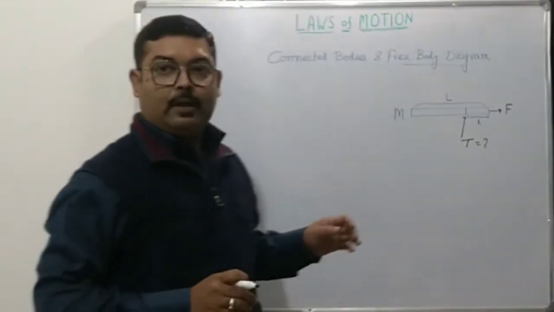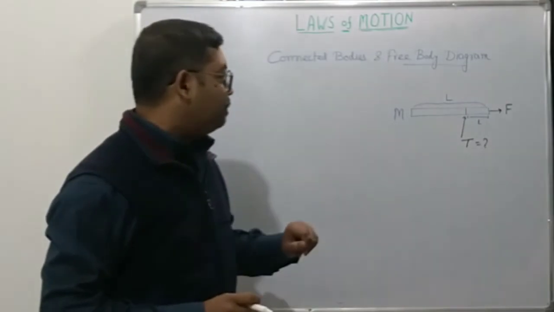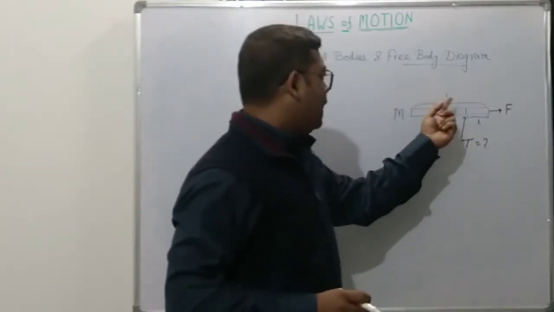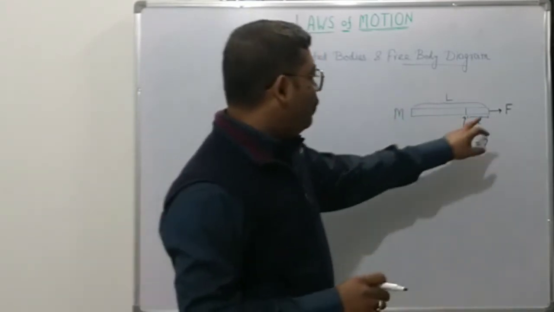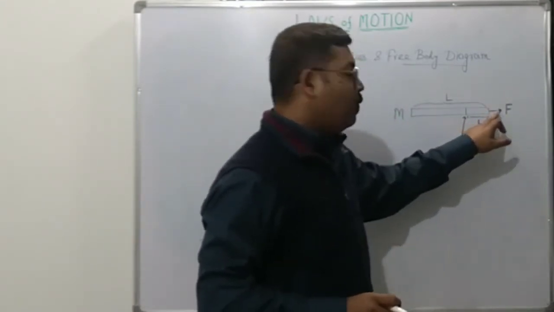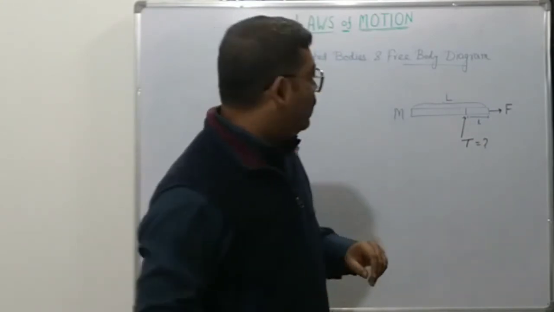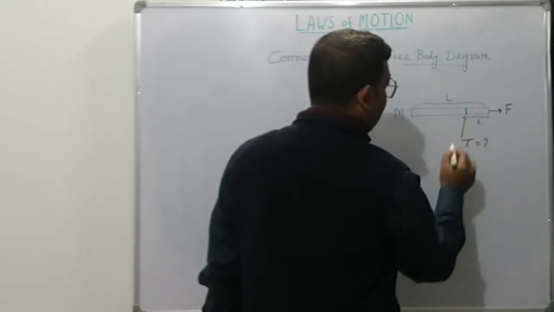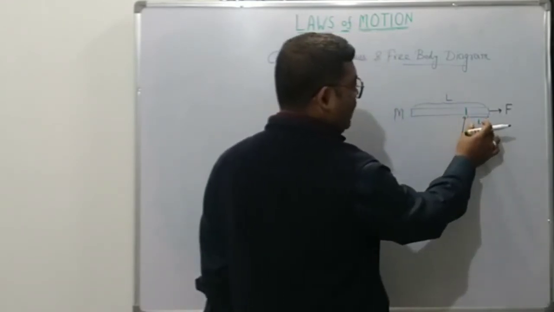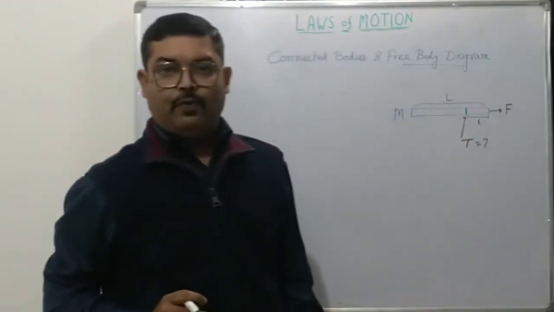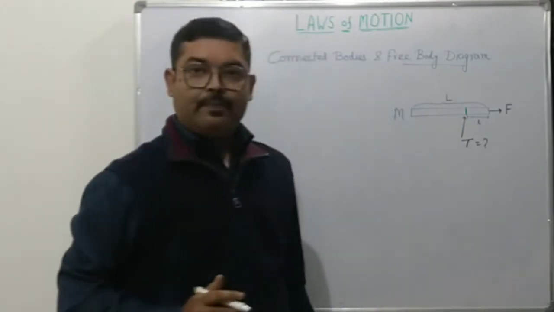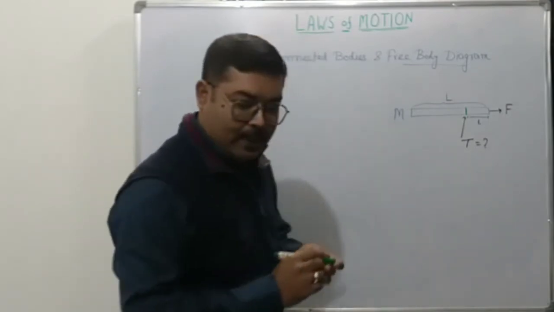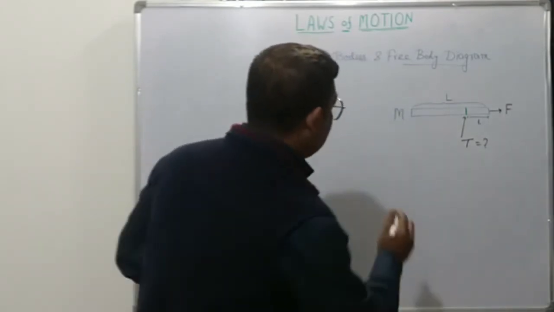Okay, let's consider another example of a free body diagram. In this case, you are given a uniform rod of length L and mass M. A force F is applied at one end of the rod. We have to find the tension at the interface of the rod at a point which is at a distance of L from the point of application of the force. To do this, we can reconsider this particular diagram as the rod. We can divide it into two parts.